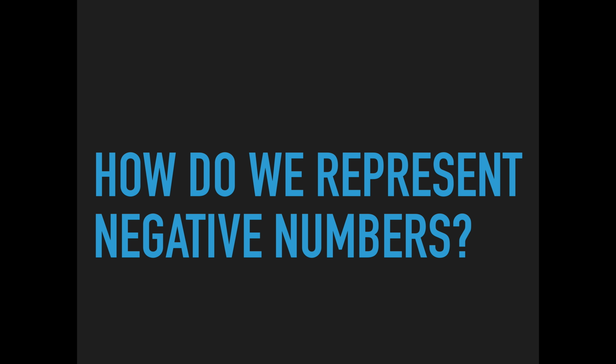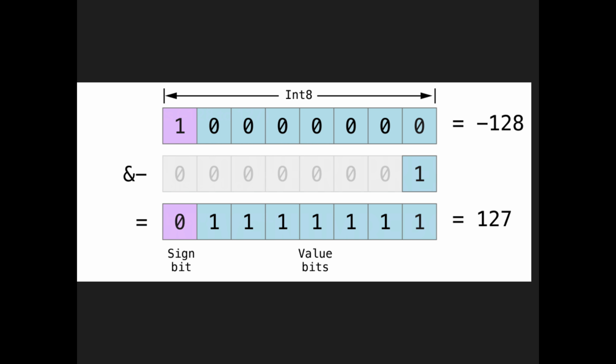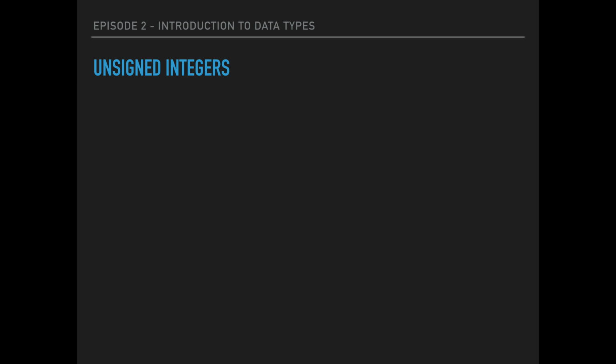So you guys might wonder, how do we represent negative numbers in binary? Well, to do that, we use what's called a sign bit, and that's usually the first bit, and it indicates if we're going to have a negative or a positive number. So, do we always need this? What if we know that our number can never be negative?